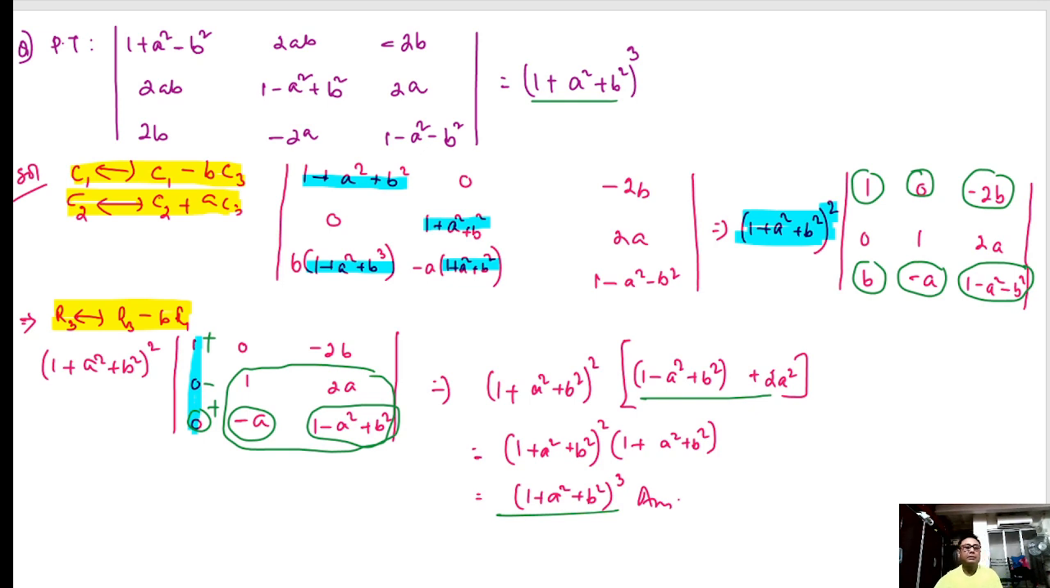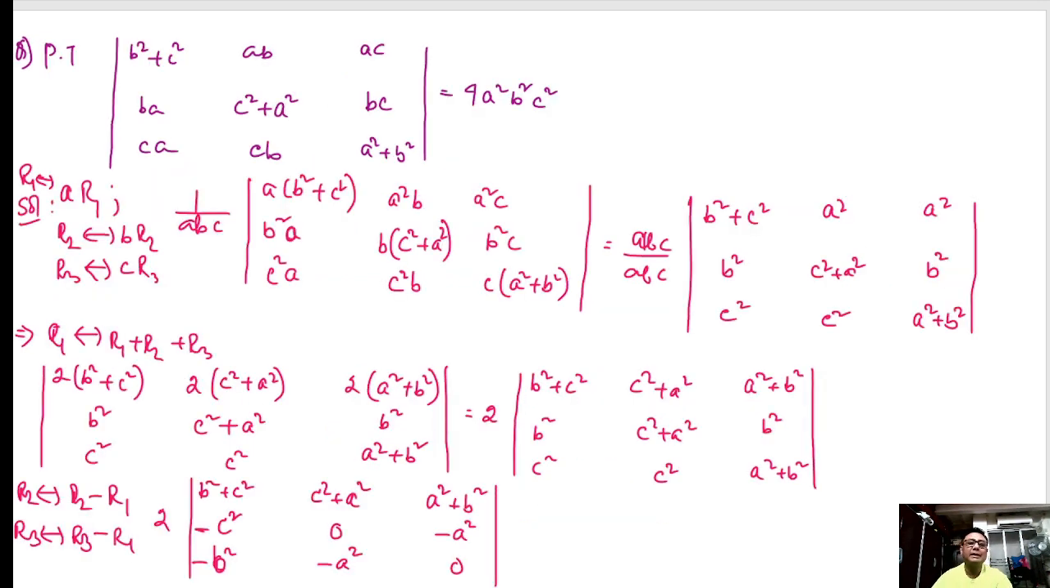So friends, let's see the next sum. We have to prove this is equal to 4A square B square C square. So what is my first operation? R1 becomes A times R1. Since we are multiplying R1 with A, we have to adjust with 1 by A. R2 with B times, so we adjust with 1 by B. R3 with C times, so we adjust with 1 by C. So here is the determinant we got.